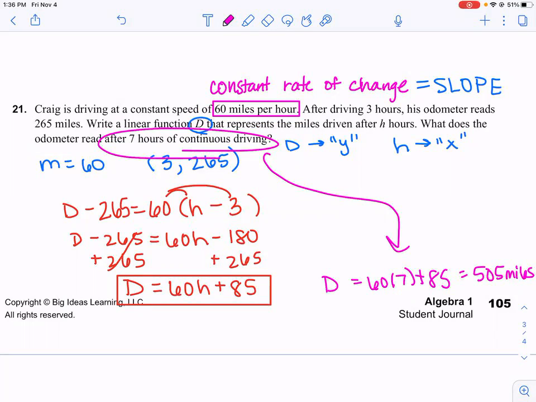People, look at this. This is our y-intercept, right? He had 85 miles on his odometer before he started driving. It's what reads the miles. 85, without doing all that stuff.